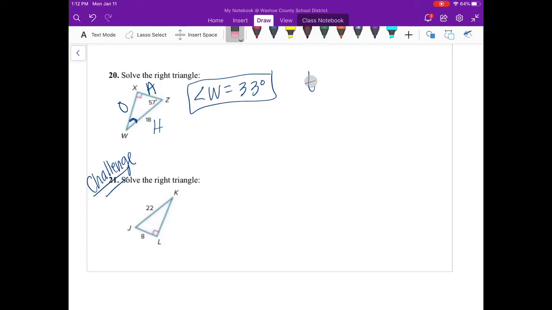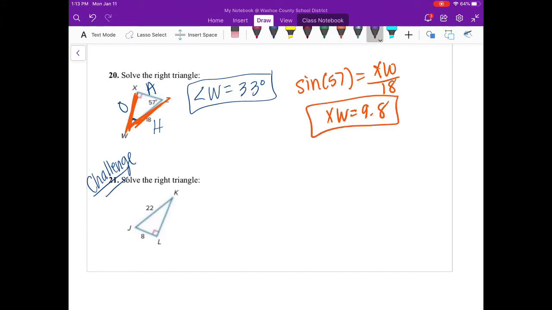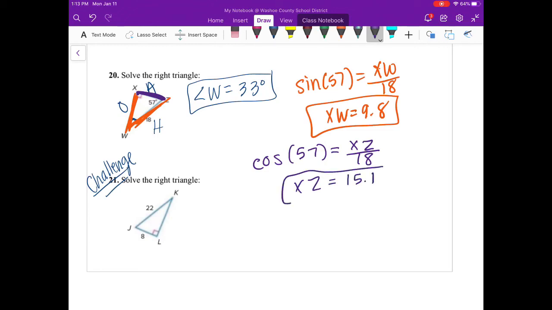We have to use the hypotenuse, because for the other one we don't know the adjacent. So first I'm going to use whatever uses hypotenuse and opposite. So that's sine of 57 equals opposite, I'm just going to call that XW, over hypotenuse. Cross multiply, and we get XW equals 9.8. And I'm going to do the same thing for XZ, but this time with cosine, because that's what the adjacent would be. Cosine of 57 equals XZ over the hypotenuse, cross multiply, and I get 15.1.